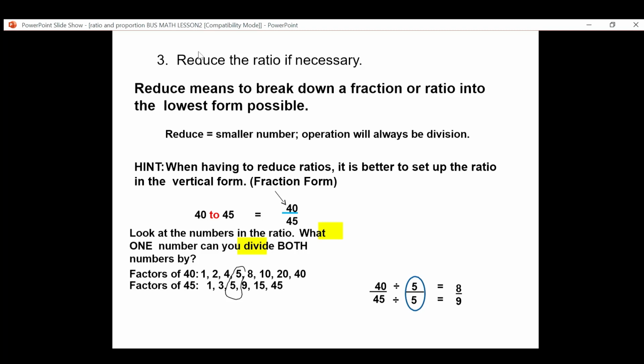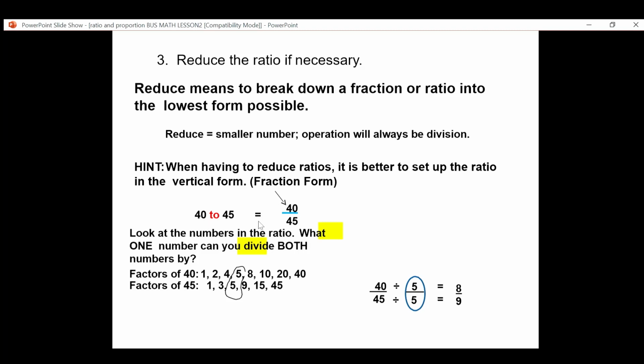Okay, so remember that we should reduce the ratio if necessary. Reduce means to break down a fraction or ratio into the lowest form possible. To reduce is writing in smaller numbers, so the operation will always be division. When having to reduce ratios, it is better to set up the ratio in vertical form or in fraction form. For example, 40 to 45 can be written as 40 over 45.